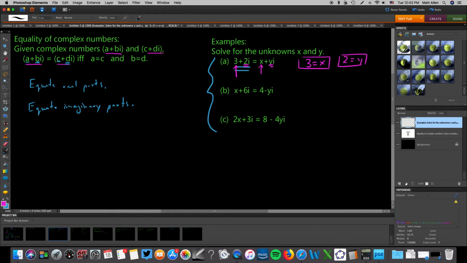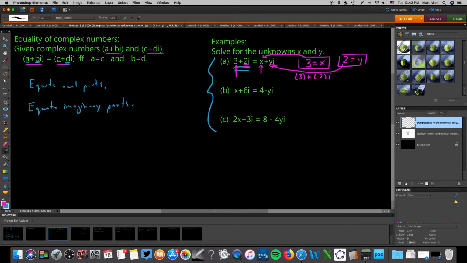And the thing is, these are solutions to this particular equation. And when we talk about things being solutions, it just means that if we were to substitute these back in, we would have a valid statement. So you notice that if I were to take this x plus yi and substitute in 3 for x and 2 for y, we would get 3 plus 2i, and that is equal to 3 plus 2i.